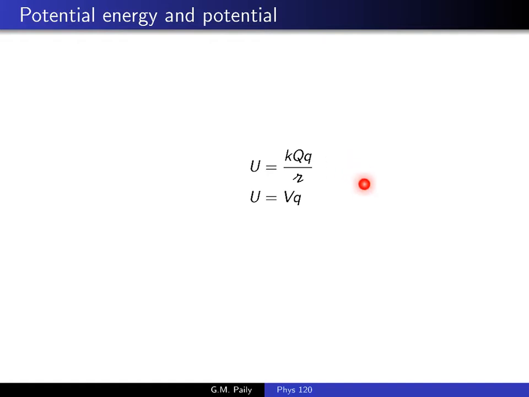Notice that what we have done is, instead of treating the two charges in the system equally, we are separating them into a test charge little q and a source charge big Q. Comparing these two relations, we arrive at this expression for the potential created by a source charge.